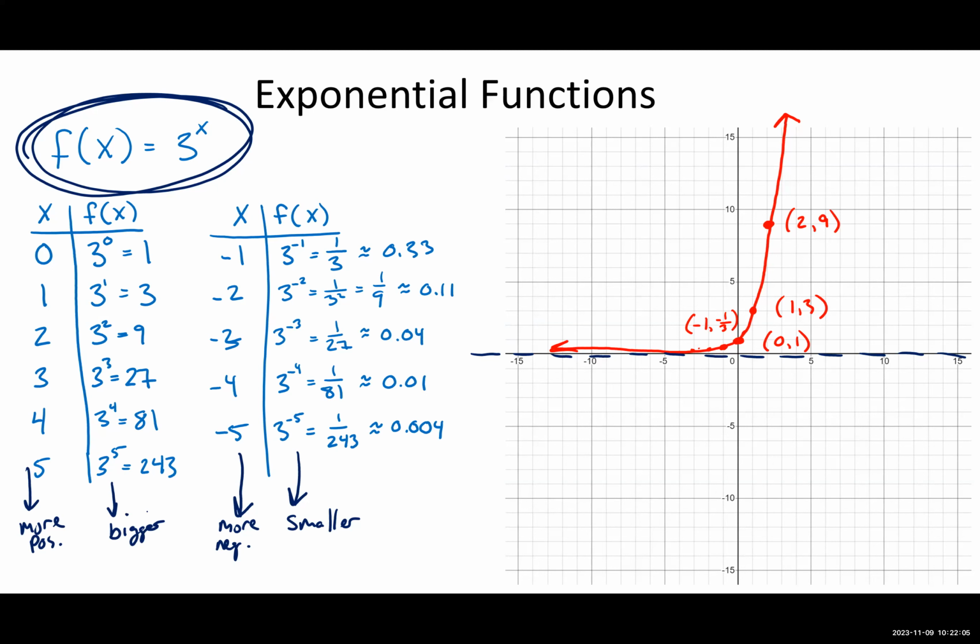All right, so this is the graph of 3 to the x, and it's going to look very similar, slightly different, if it was 2 to the x or 4 to the x or 5 to the x or 7 to the x. Right? On the right-hand side, the y values get real big real fast. And on the left-hand side, the y values get real small real fast.